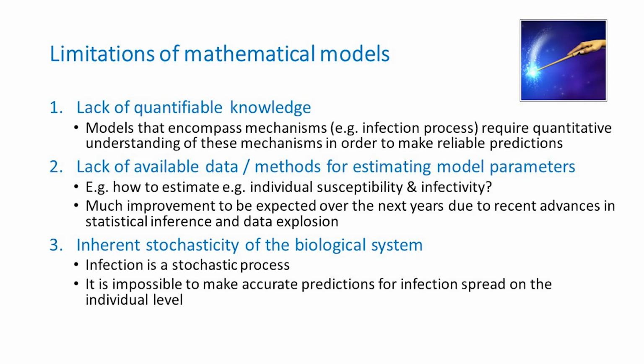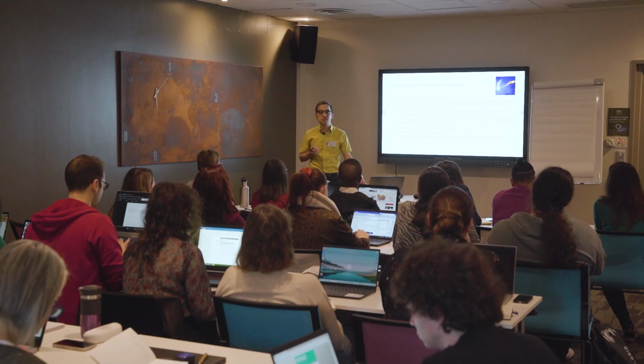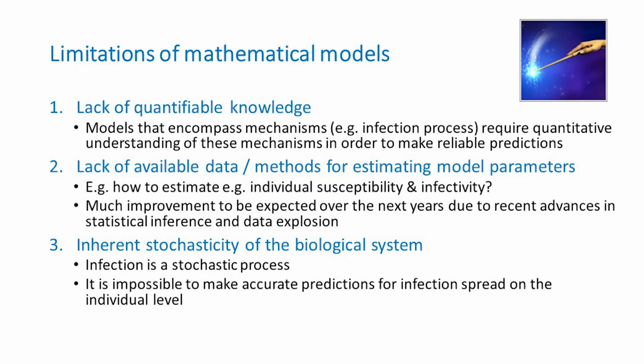But mathematical modeling also comes with its own limitations. The first one is the lack of quantitative knowledge. Well, imagine you want to model the host-parasite interaction inside a sheep. You need to know the biology of the sheep. You need to know how the immune system of the sheep works. You need to probably know about the life cycle of the parasite. So there is much important information that you need to know before you start doing this modeling. And that may not be available.